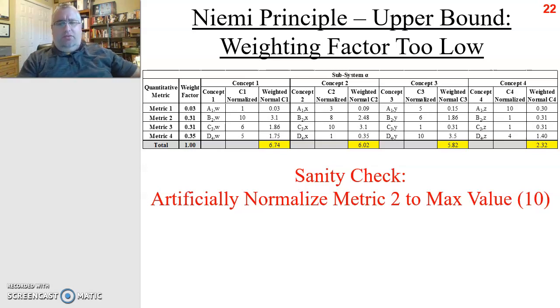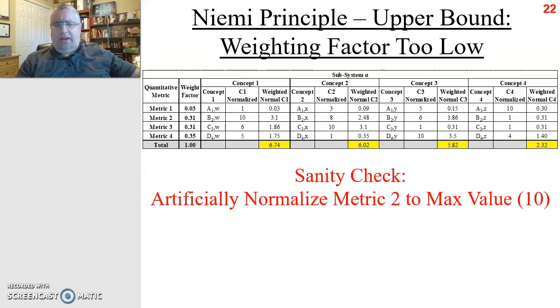We're working through applying the upper bound of the Niemi Principle to determine the correct number of metrics to apply to a down selection matrix, to ensure ultimately that we have the right number of down selection matrices, where every down selection matrix corresponds to a single subsystem, right? So ultimately, the correct number of subsystems is the end result of this overall process.